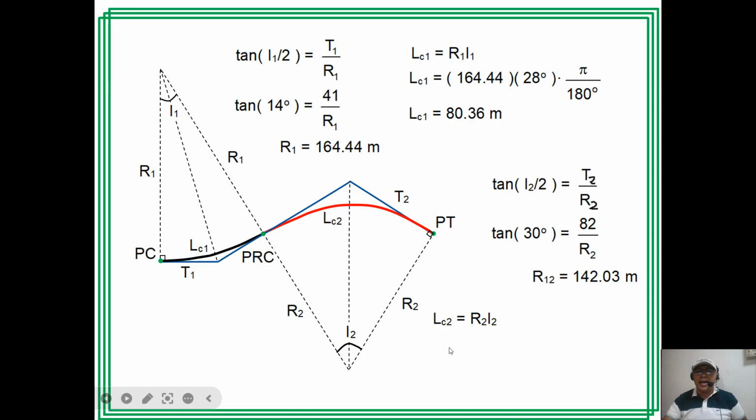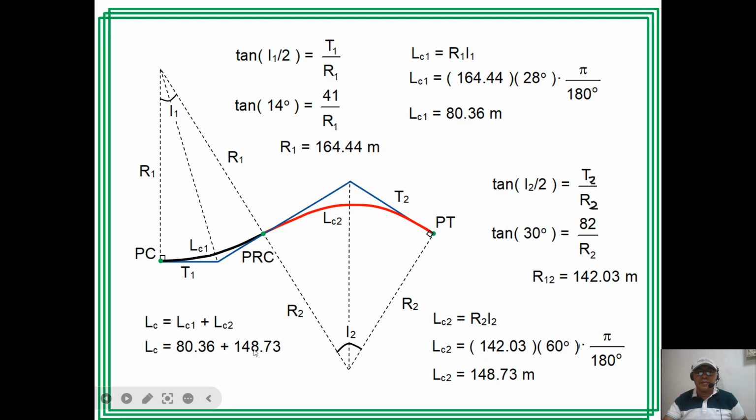Same formula, L equal to R times I. Then convert the angle to radian. So, LC2 is 148.73. So, for the question, what is the length of the reverse curve? So, the length is equal to LC1 plus LC2. So, 80.36 plus 148.73. So, that is 229.09.